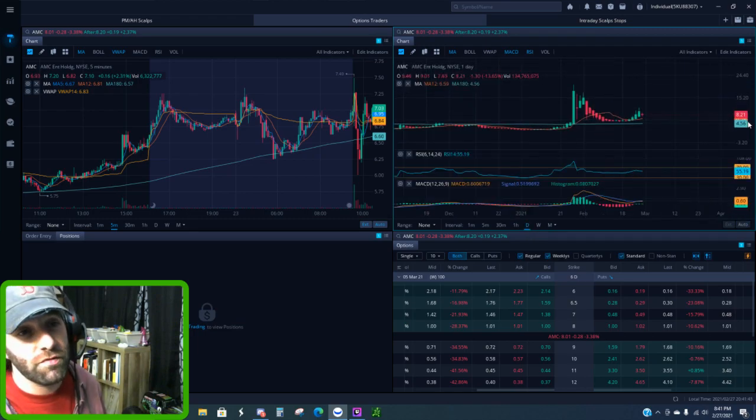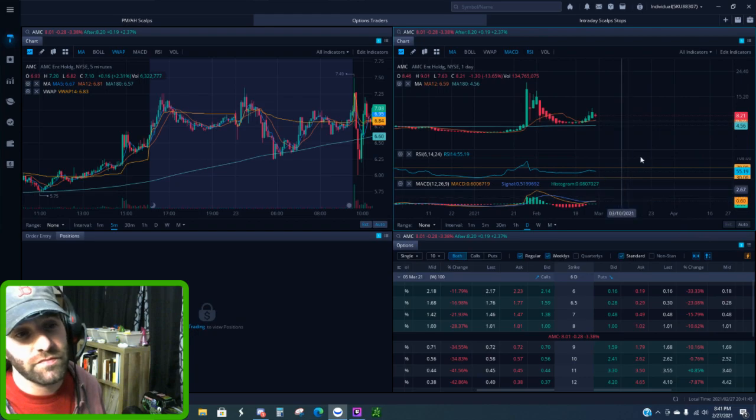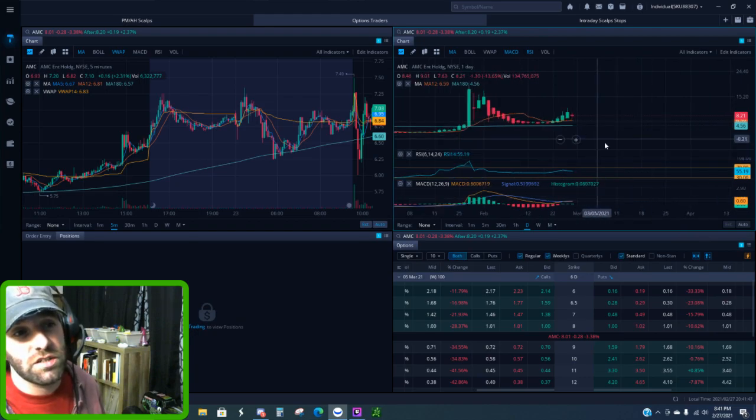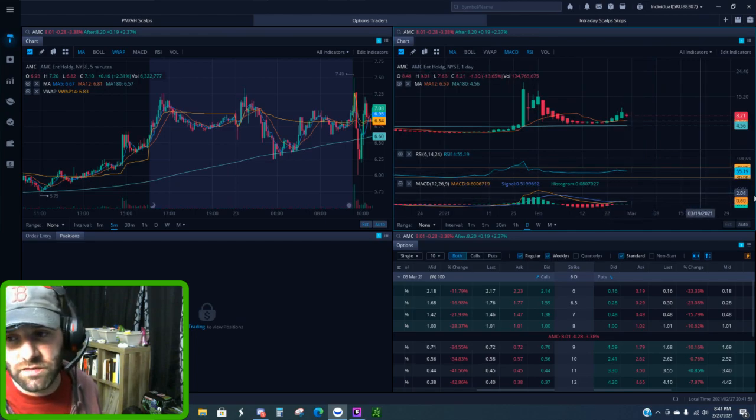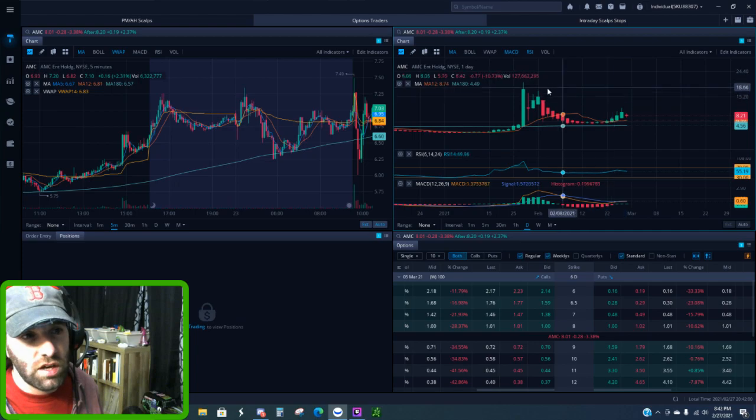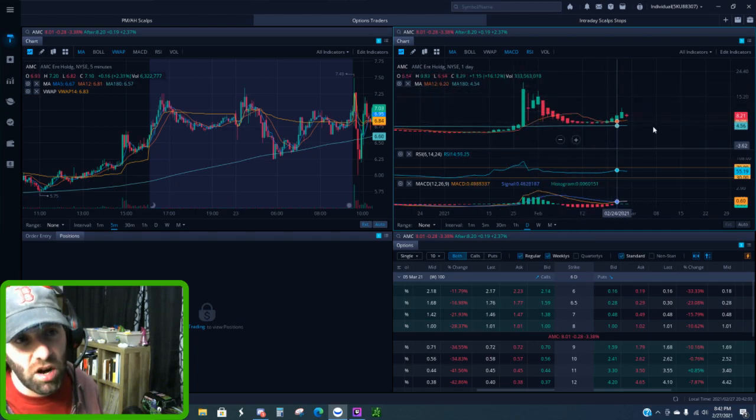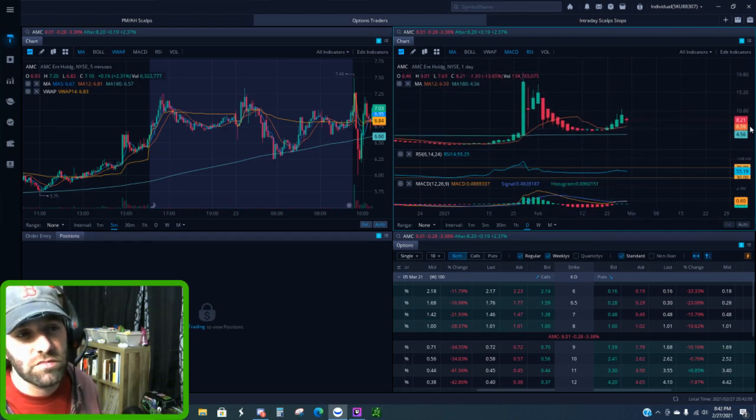But people freaking out on AMC, here you go. This is a nice curl, and it's above the 12 MA, and it's above the 180. RSI has cooled off. It's not crazy. MACD is still positive. So AMC on the daily is not awful. I could see a pullback to 650, 635 here. And if it bounces there, it could go back to 10.